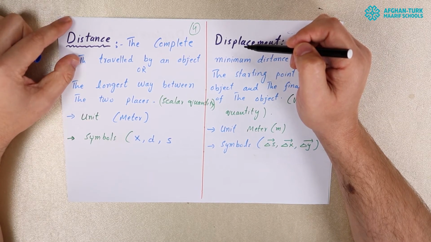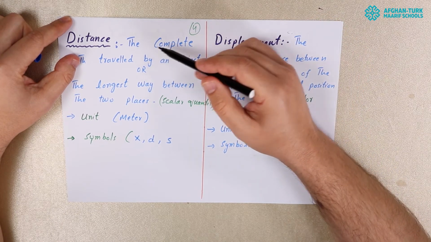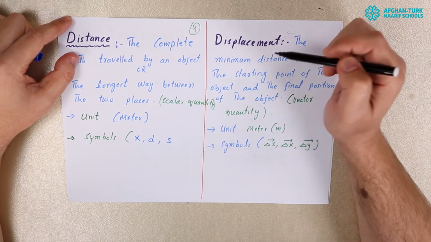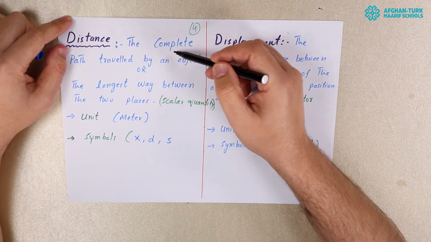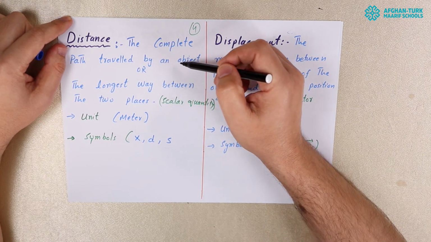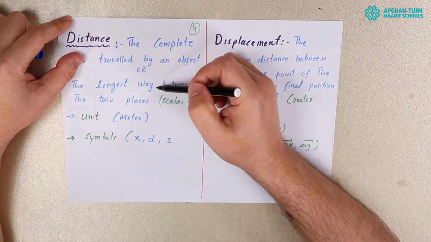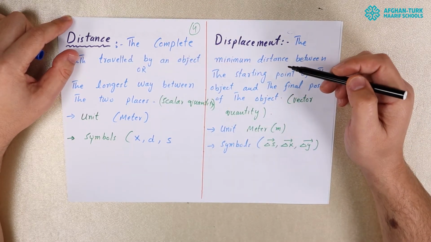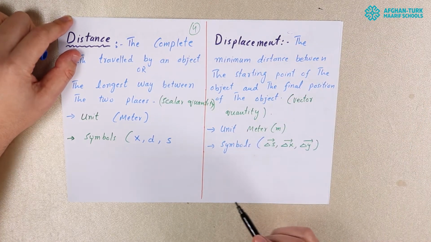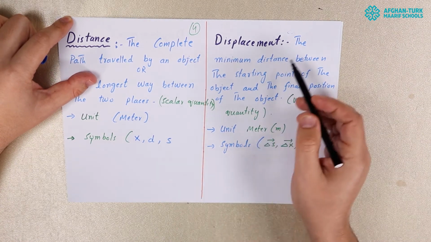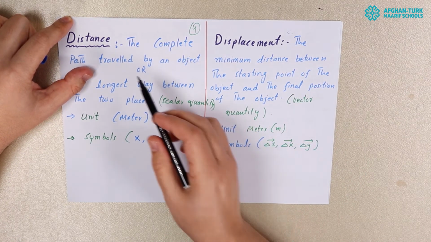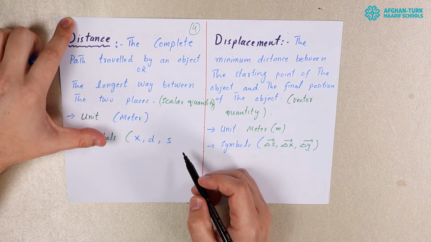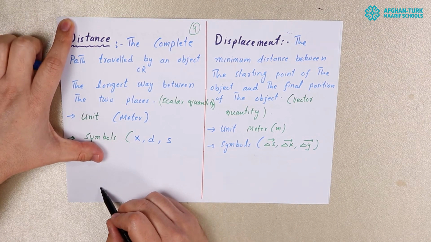So now, what is the difference between distance and displacement in physics? Let's see. The first difference: the complete path traveled by an object, or the longest way between two places, is called distance. For example, we can clarify these two things, distance and displacement, with the help of a simple diagram.